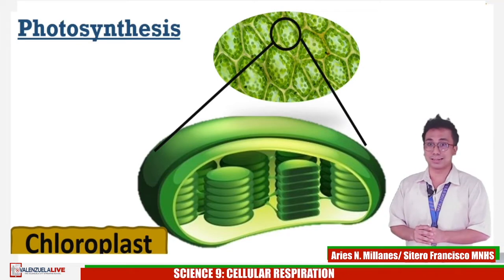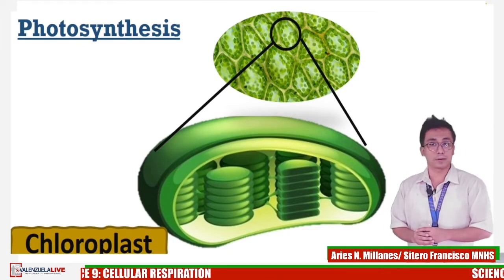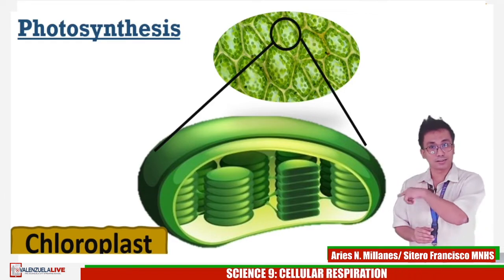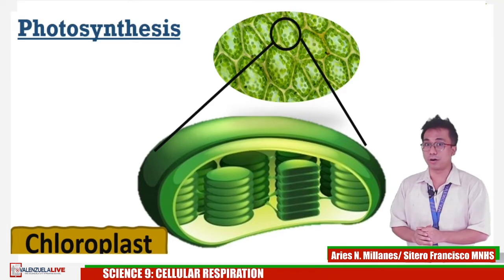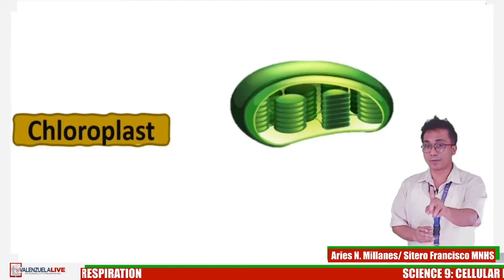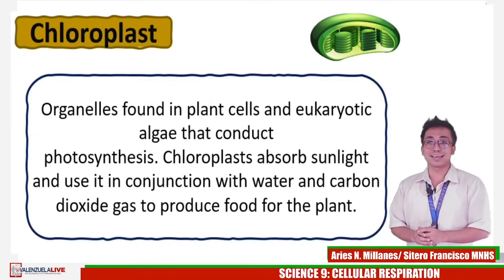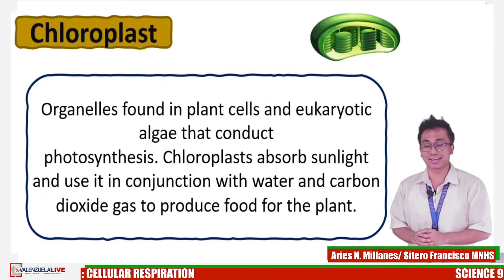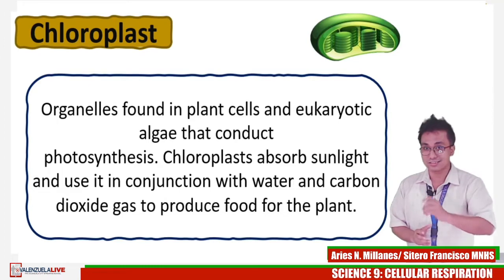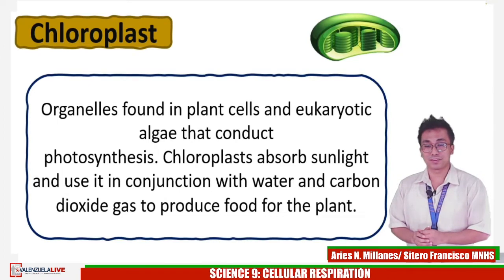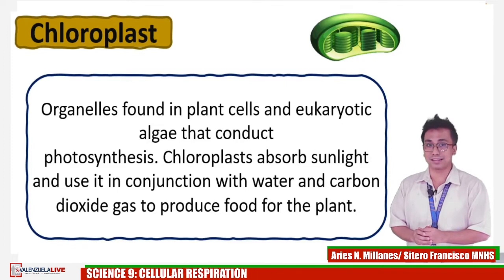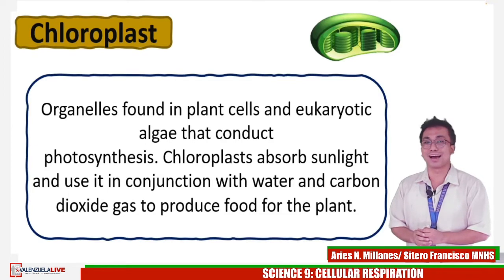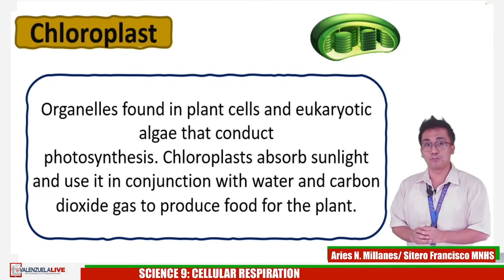Chloroplast usually looks like this. The upper one is a microscopic view of the plant cell with chloroplast, while the lower one is the detailed view of the chloroplast. Always remember that chloroplast is an organelle found in the plant cell and eukaryotic algae that conducts photosynthesis. Chloroplast absorbs sunlight and uses it in conjunction with water and carbon dioxide gas to produce food for the plant.